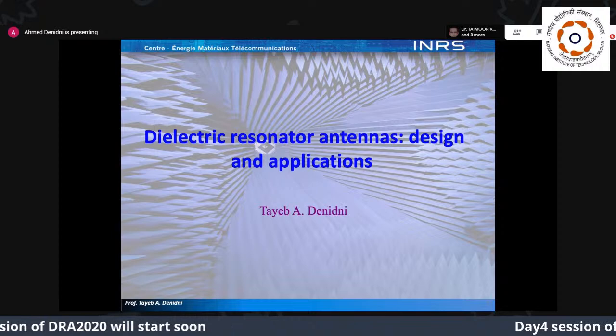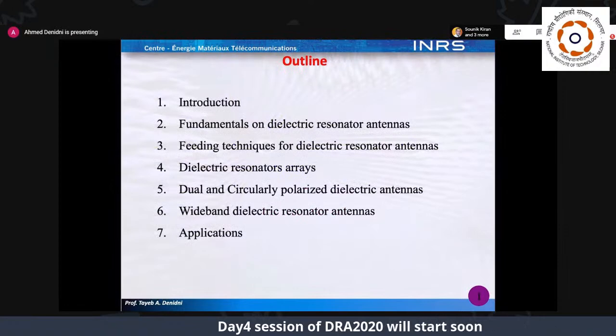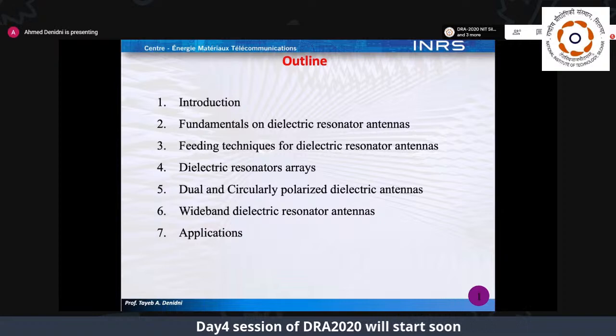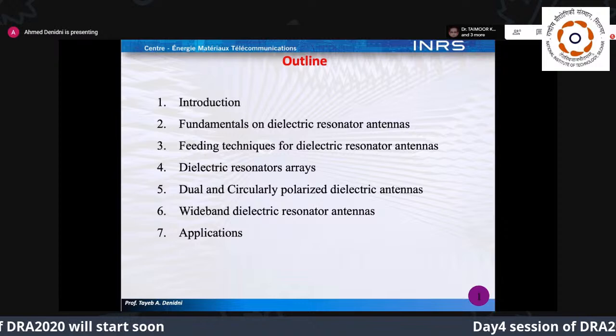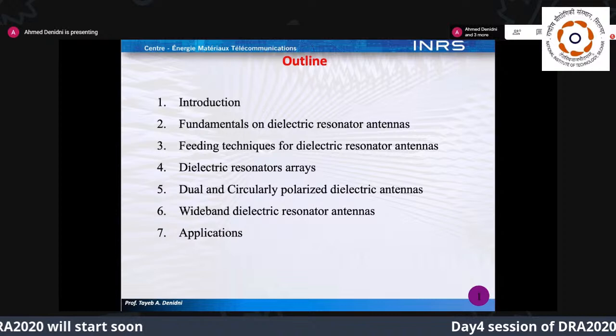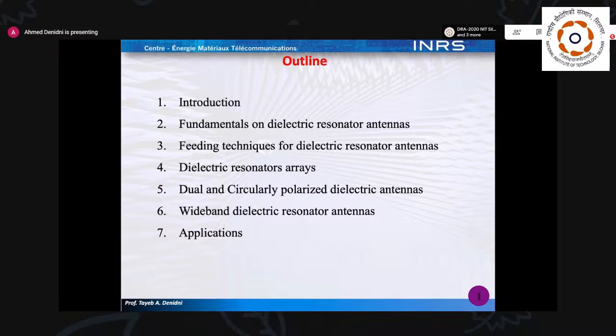I have divided this presentation roughly in six parts. I start with a brief introduction where I speak about the history of dielectric resonators and how to use them in the antenna area. Then we present the fundamentals of dielectric resonator antennas, especially for engineers and graduate students, and how to understand this area.